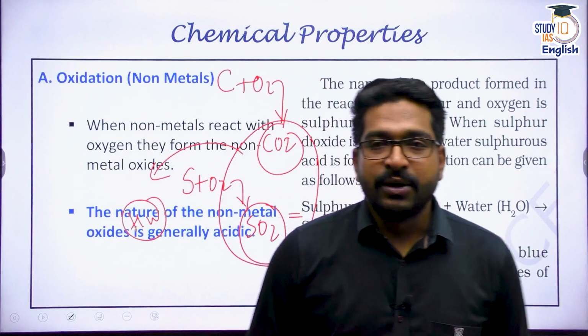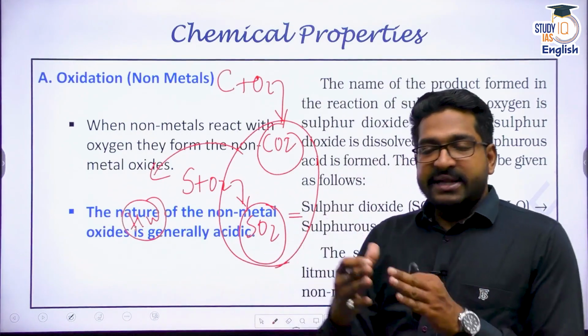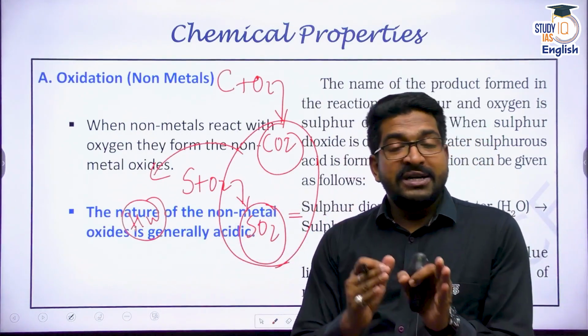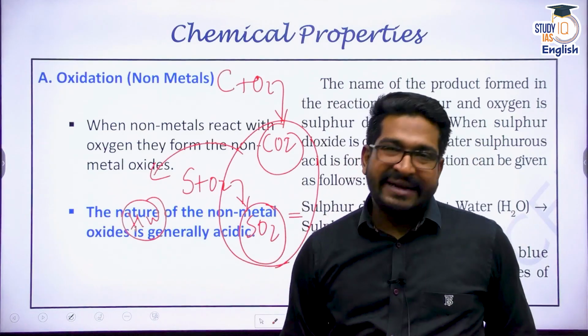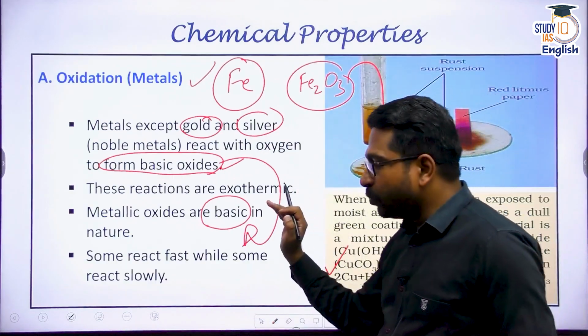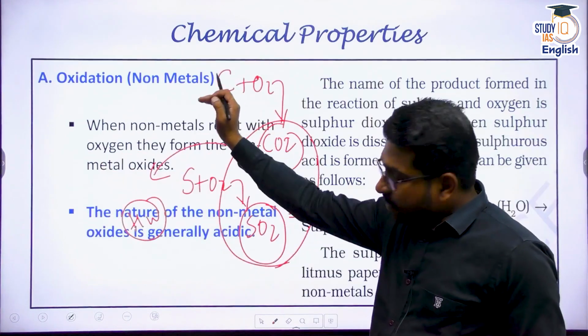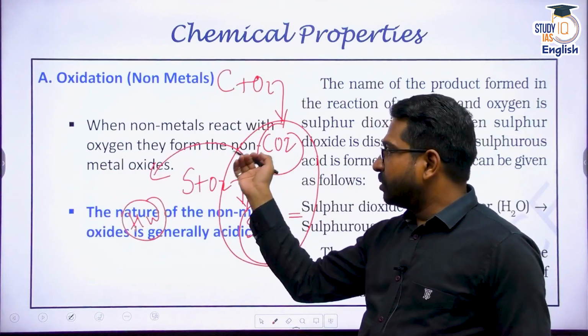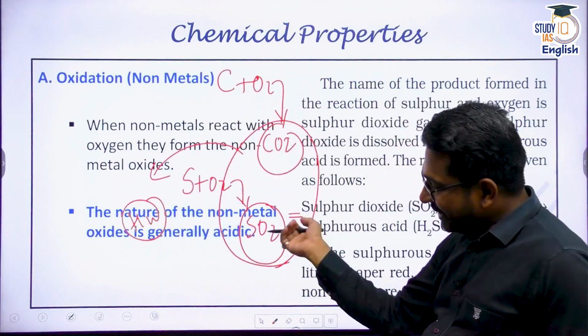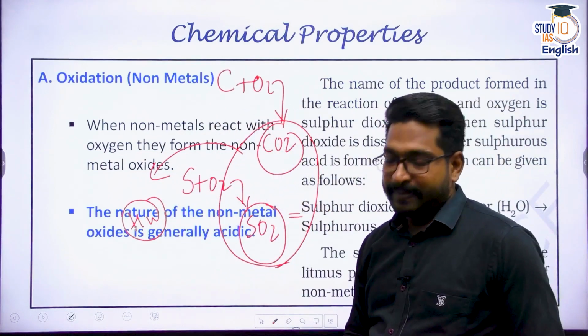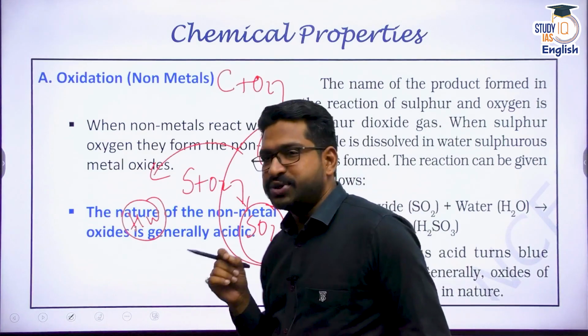All right. So remember, metals also react with oxygen, non-metals also react with oxygen. But when metals react with oxygen, they lead to metal oxides, which are basic in nature in general. When non-metals react with oxygen, they lead to non-metal oxides, which are generally acidic in nature. So this is regarding oxidation reaction.